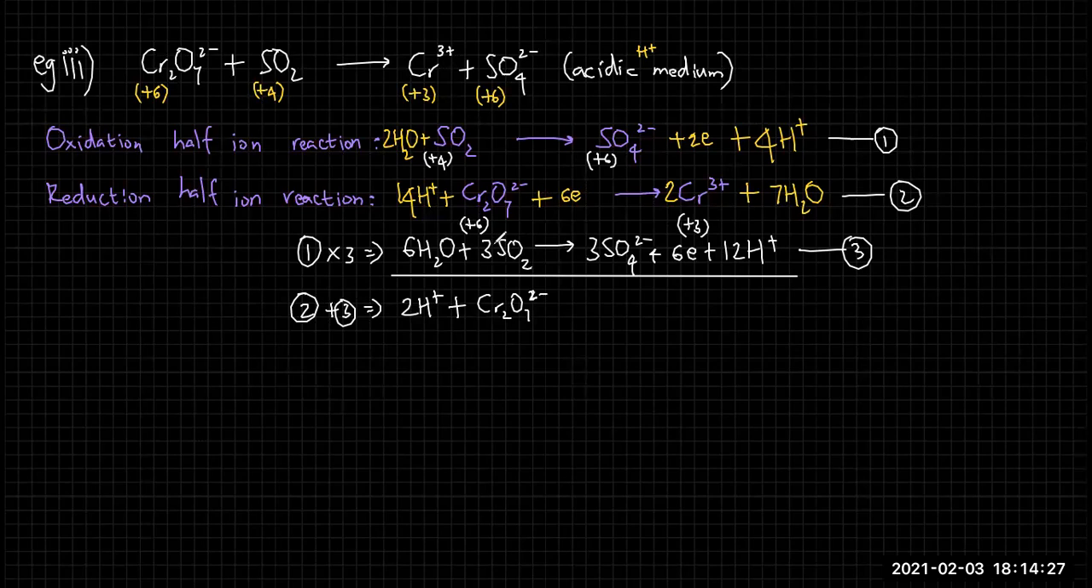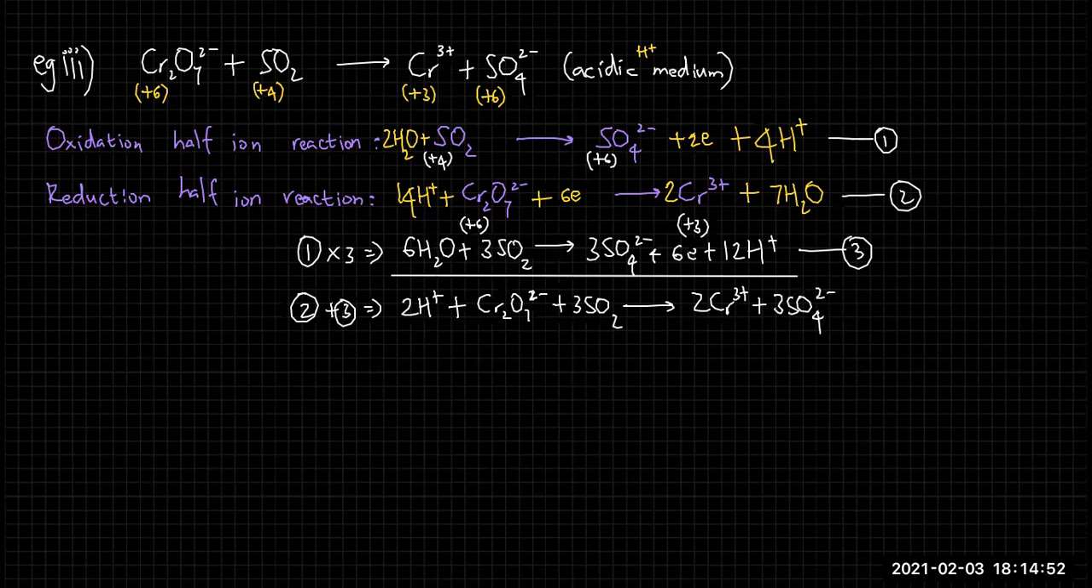And what else do we have on the right side? Water. I have 6 water molecules on the left side, 7 water molecules on the right side. So we have more water molecules on the right side. Therefore, a water molecule is going to remain on the right side. SO2 only on the left side. So 3SO2. And then let's go to the right side. We can write chromate ion plus sulfate ions. Electrons will get cancelled off.